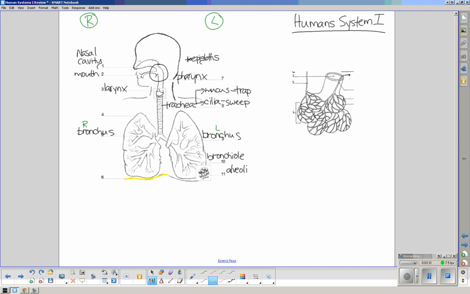Underneath the lungs is a muscle that separates the abdomen and the thoracic cavity, and that muscle aids in breathing, and it's called the diaphragm.